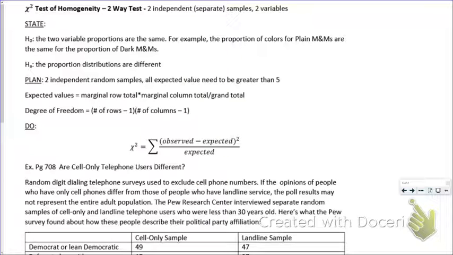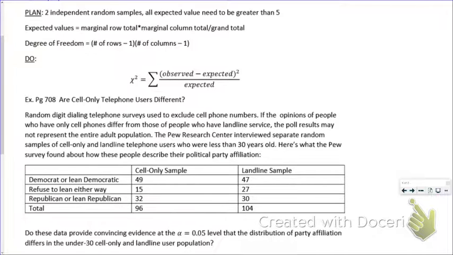So you state that you have independent random samples. Expected values still need to be greater than 5. That's typed right here, except you find expected values a little differently. You want to take the marginal totals, multiply them, and divide by the grand total. But the calculator does it all for you. It's nothing to really worry about. I can show you how it's done, but we'll just let the calculator take care of it.